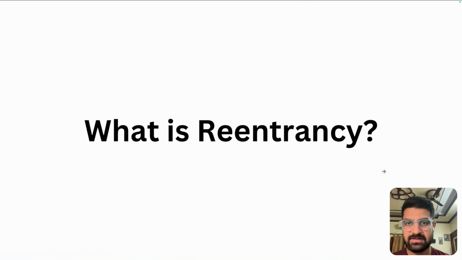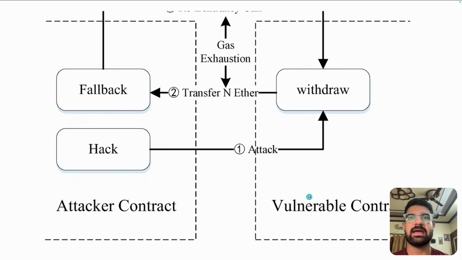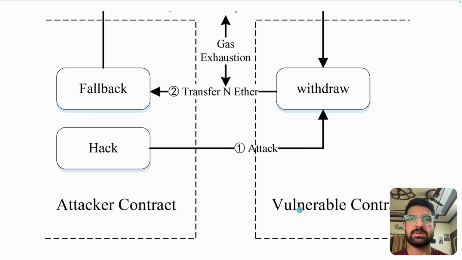So what is Reentrancy? Reentrancy occurs when a smart contract calls an external contract and the external contract calls back into the original contract before the first function execution is complete. This can lead to state manipulation. You can see here we have two contracts: one is the vulnerable contract and the other is the attacker contract.